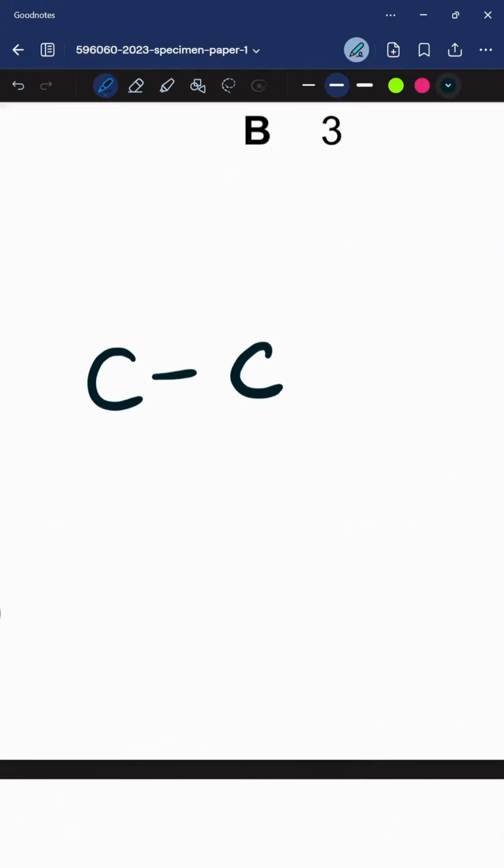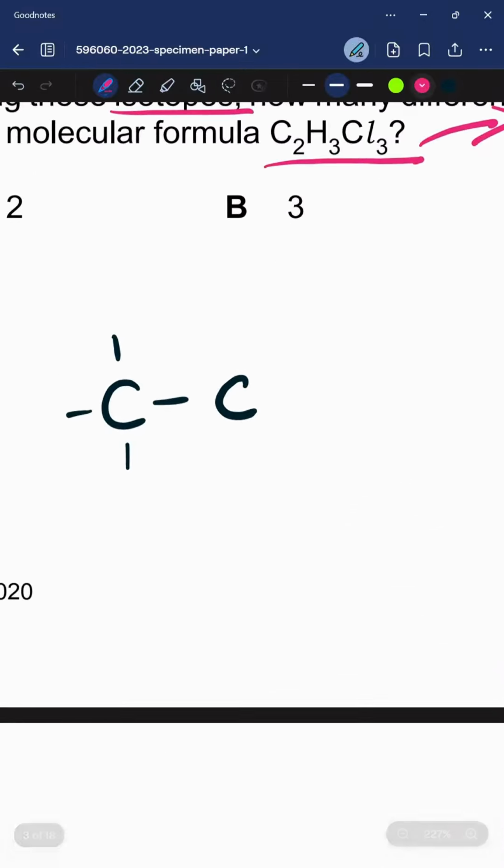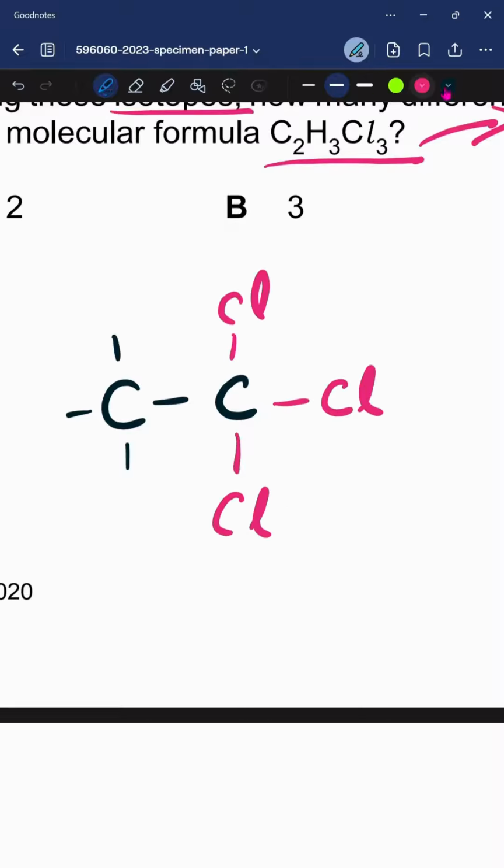Let me just draw it. So you got two carbons, and how many hydrogens are there? Yeah, you got three hydrogens, and you got three chlorines. So these are the three chlorines: Cl, Cl, and Cl. And these are typical hydrogen atoms. Now that's how the compound looks: C2H3Cl3.